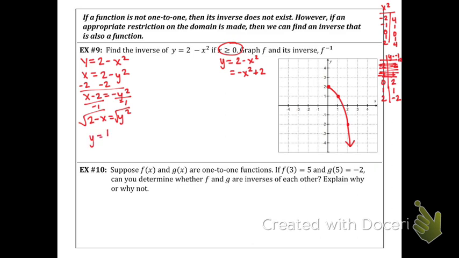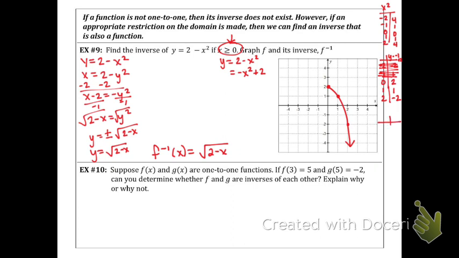Now, when you take a square root, you should get plus or minus, don't forget. But we only use up here the positive x's, so we're only going to use the positive side of this one as well. Okay? So, my inverse, I'll call it f of x. So the inverse of f then is going to equal the square root of 2 minus x.